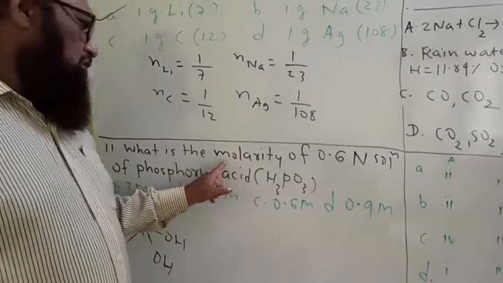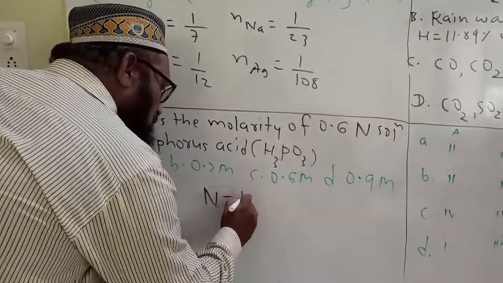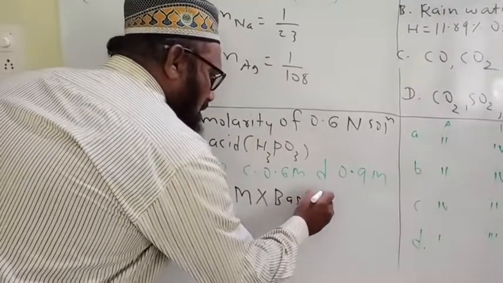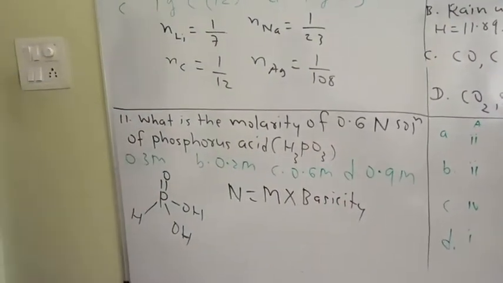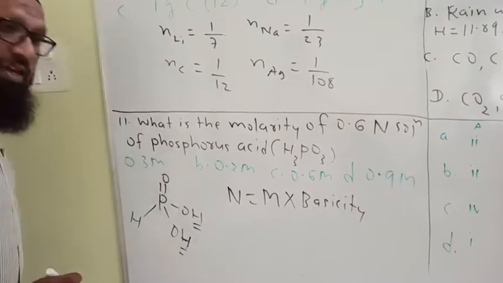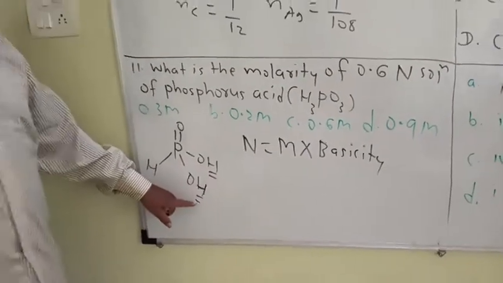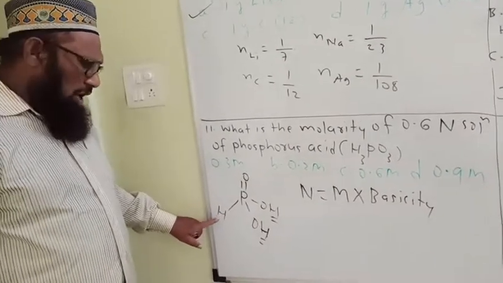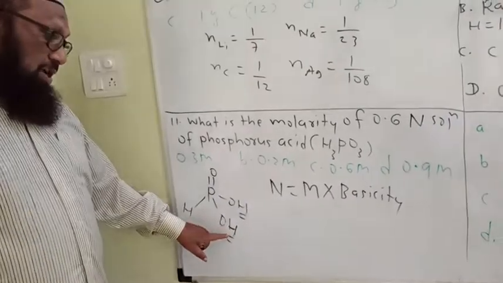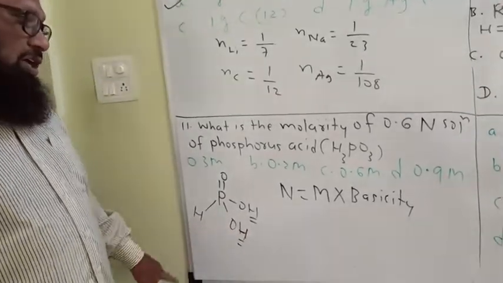Then what is the relationship between molarity and normality? Let us see here. Normality is equal to molarity into basicity. What is the meaning of the term basicity? Number of replaceable, number of ionizable, number of active hydrogen atoms. This one is not active, this is not ionizable. These 2 hydrogens are ionizable. Therefore, basicity of phosphorus acid H3PO3 is 2.